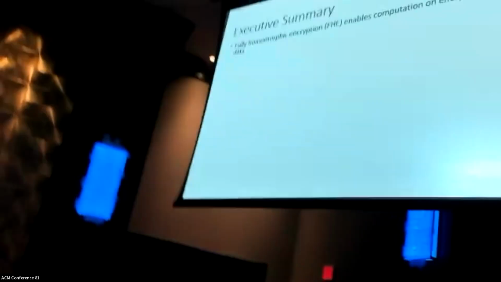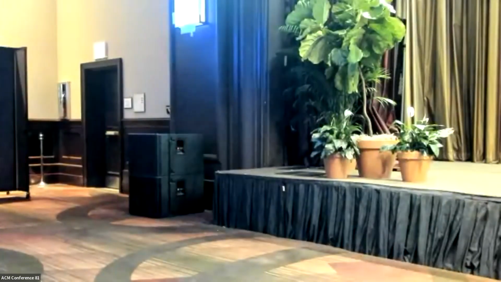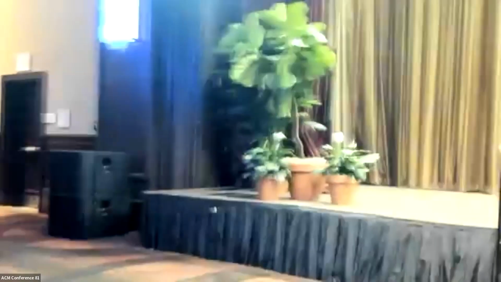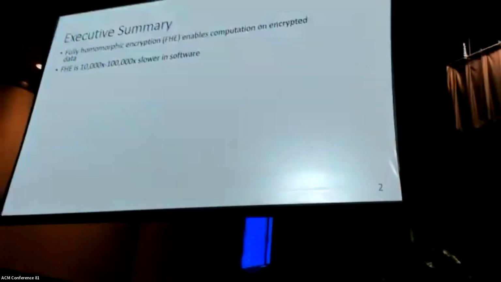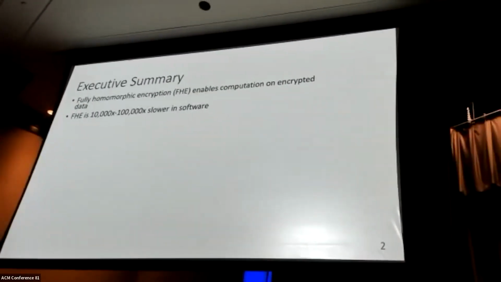So CraterLake is a hardware accelerator for fully homomorphic encryption, or FHE. FHE is a cryptographic technique that enables computation on encrypted data. This means we can use FHE to, for example, securely offload computation to the cloud. But nothing good comes for free. FHE is 10,000 to 100,000x slower in software compared to running the same computation on unencrypted data.